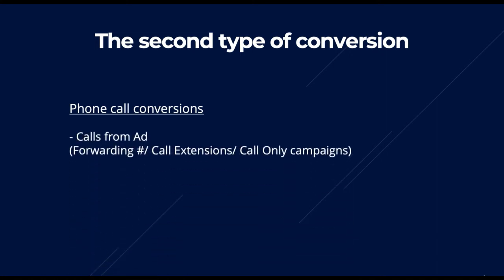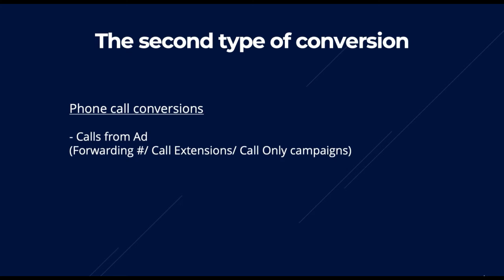The first is calls from ads, which are actual calls from the ads themselves. If you remember what we covered in the last section of the course in ad extensions, you can actually add an ad extension to your ad. So if someone sees your ad and does not click the ad, but sees your number from the call extension and then calls it, Google can track that.